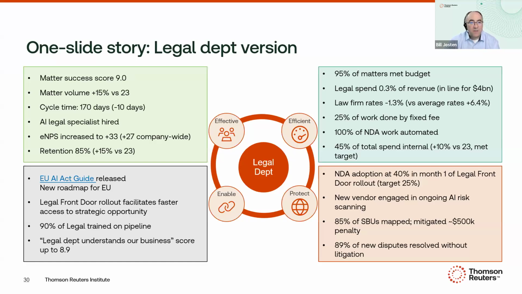Putting it again in context of the goal we were driving towards. So we overachieved there. We have a new vendor engaged looking at ongoing risk or AI risk scanning. We brought in an ALSP. That again goes towards our budget favorability, but also that forward-looking, how are we protecting the business long-term? We have 85% of our business units mapped, and we mitigated a $500,000 penalty through our risk mitigation and risk scanning exercises. That's a really favorable story for our department.